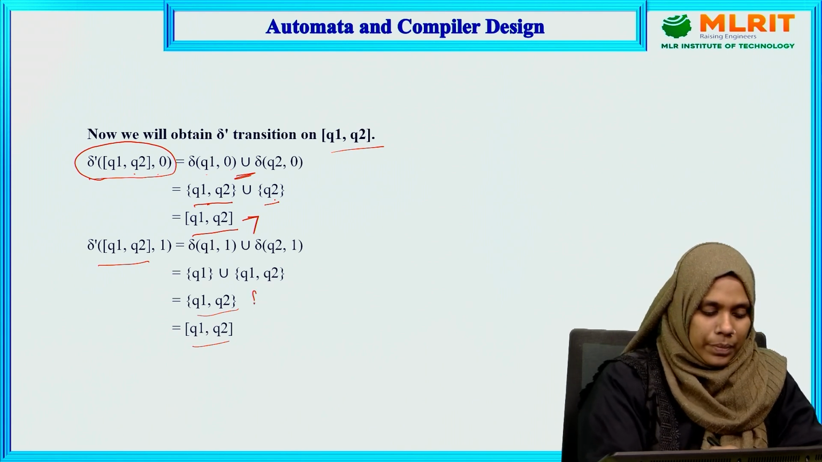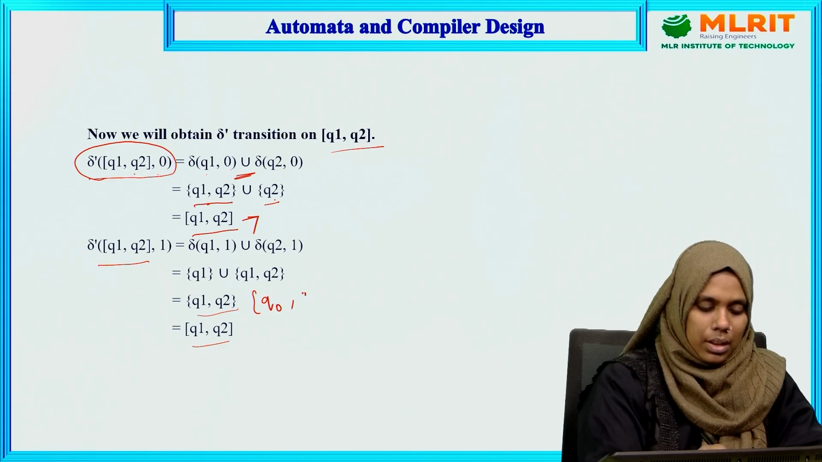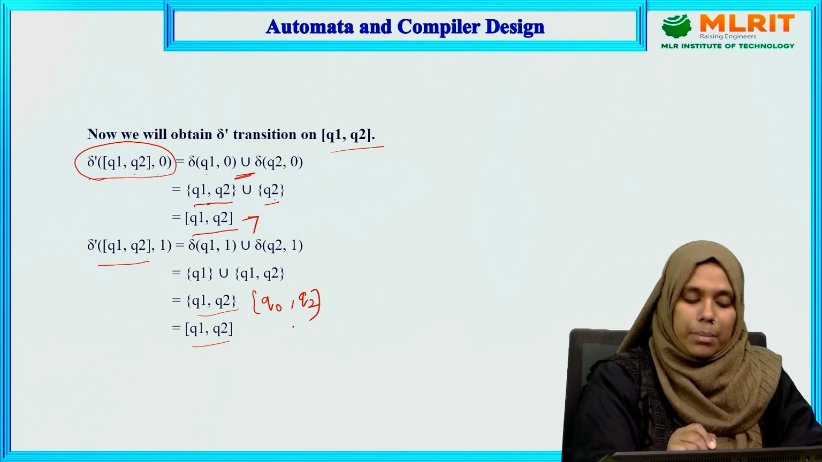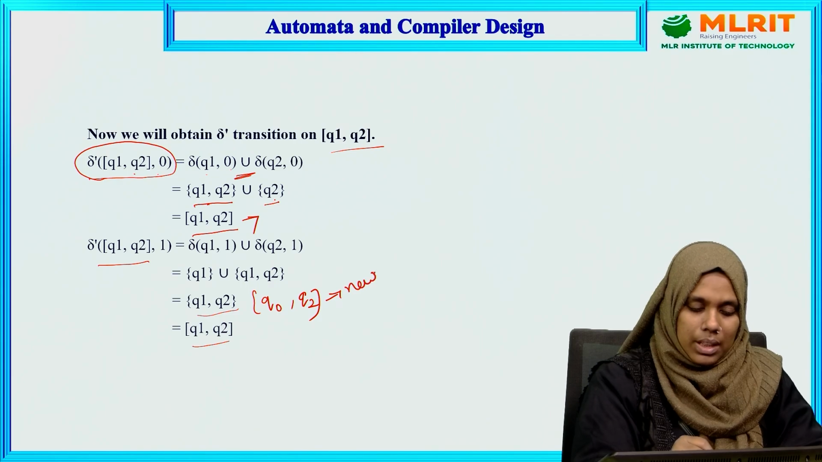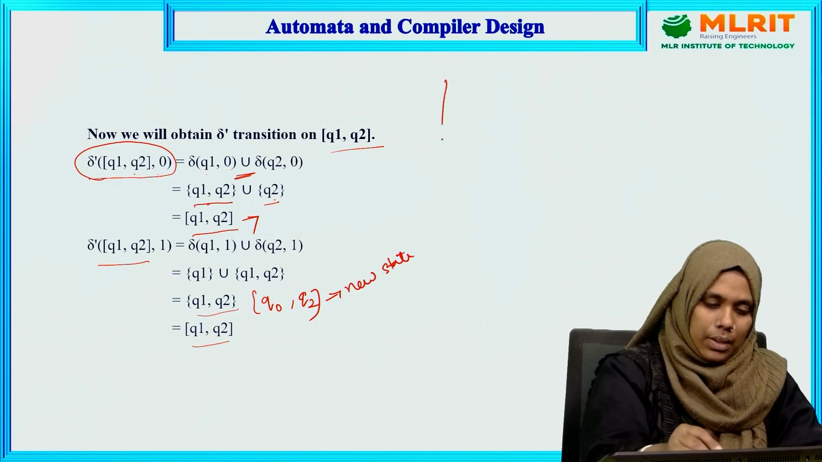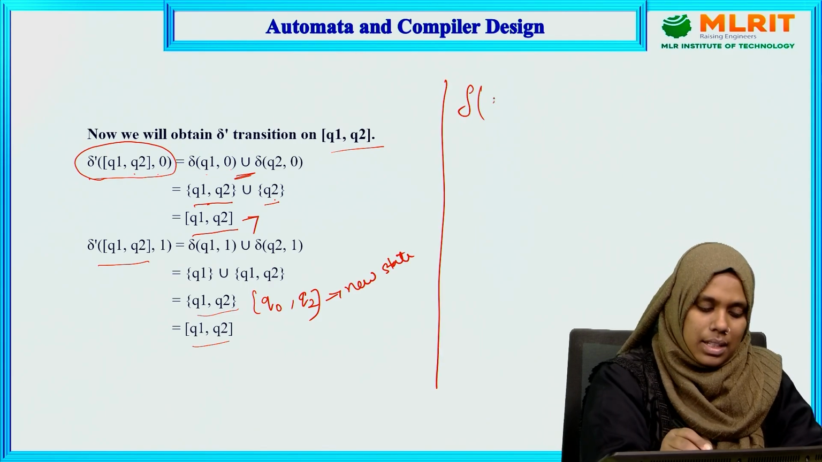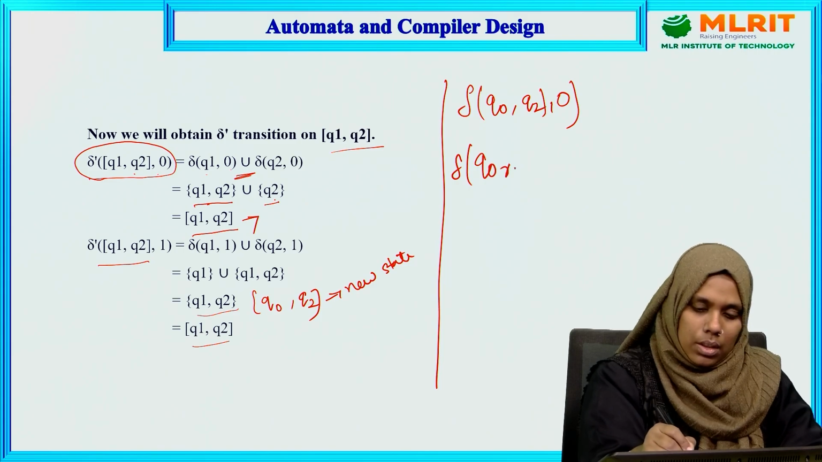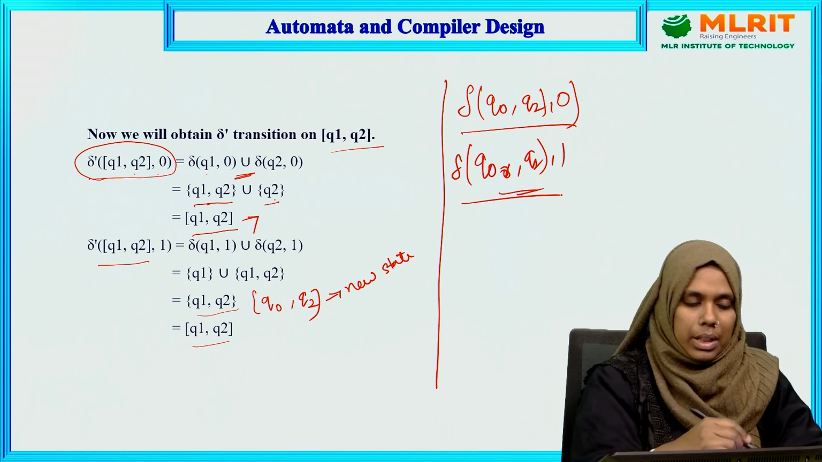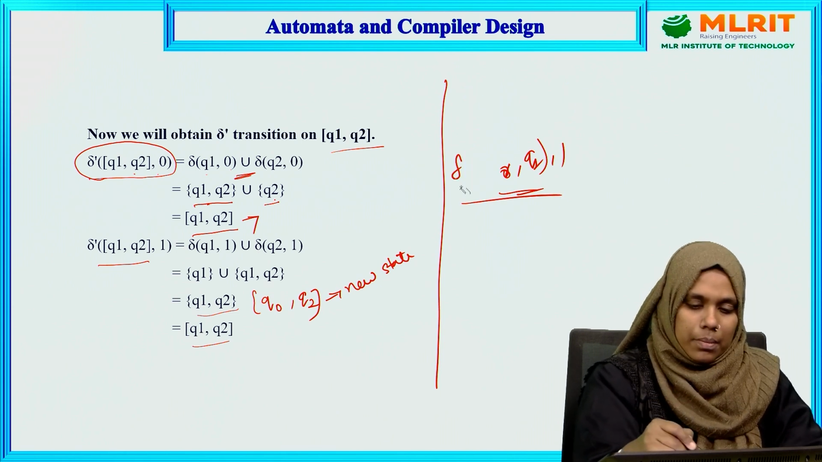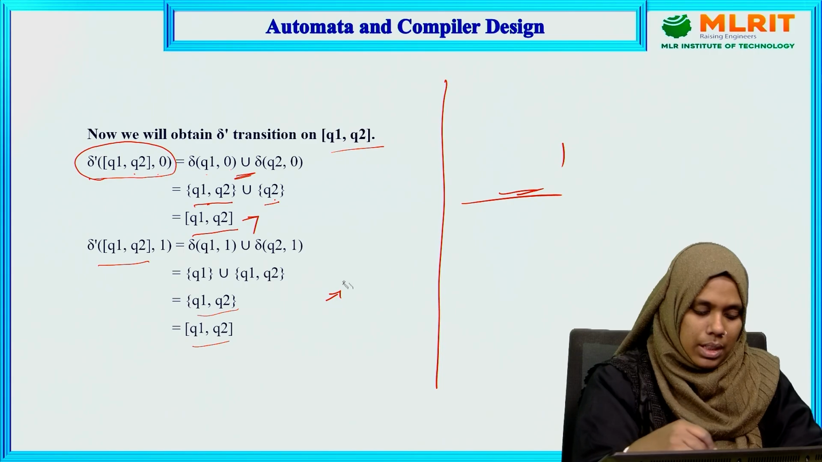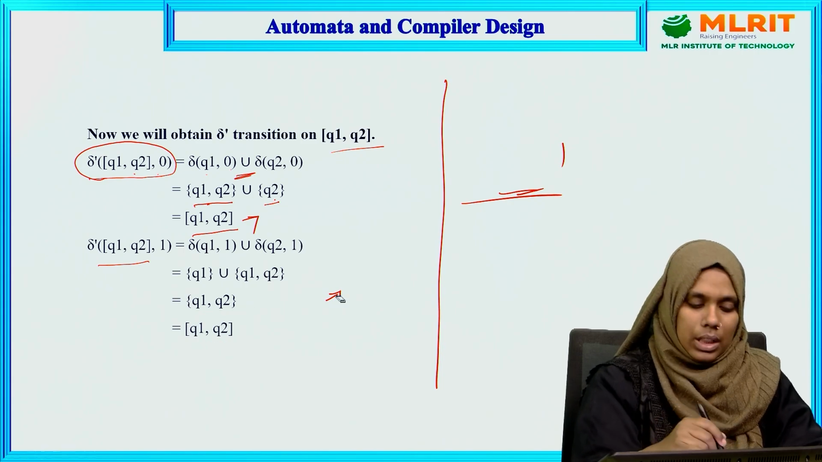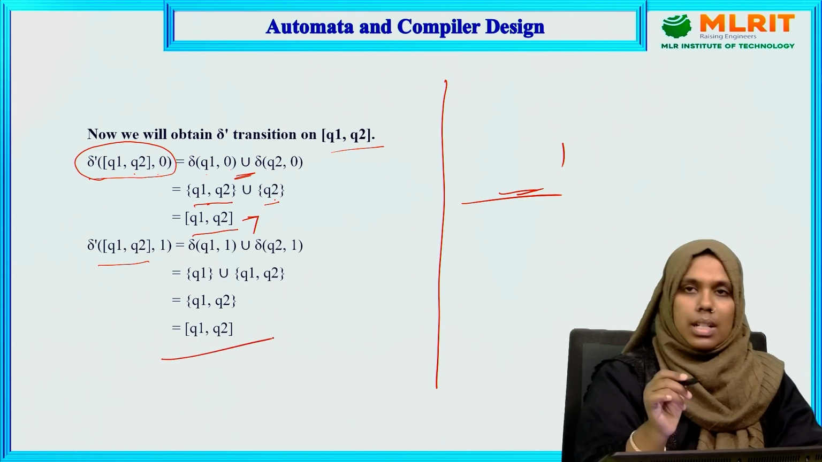For example, instead of Q1 comma Q2, if you get Q0 Q2, that means it is again a new state. So in that case, you have to find again the transition of Q1 Q2 of 0 and also Q0 Q2 of 1, if you get a new state apart from that. So we didn't get any new state, that is the old state only. So up to here we have derived the transition function.